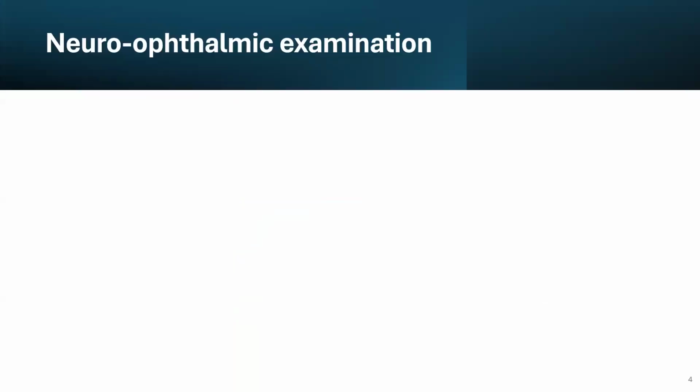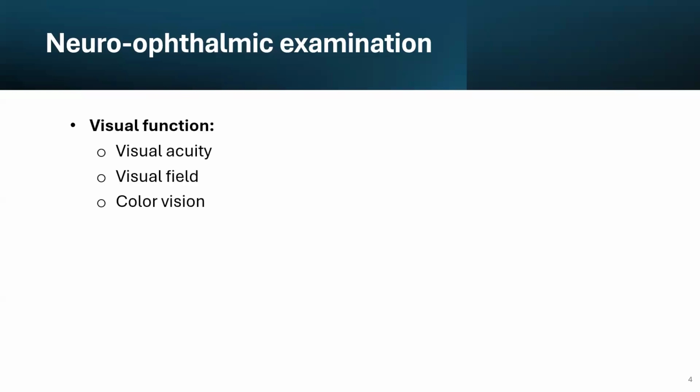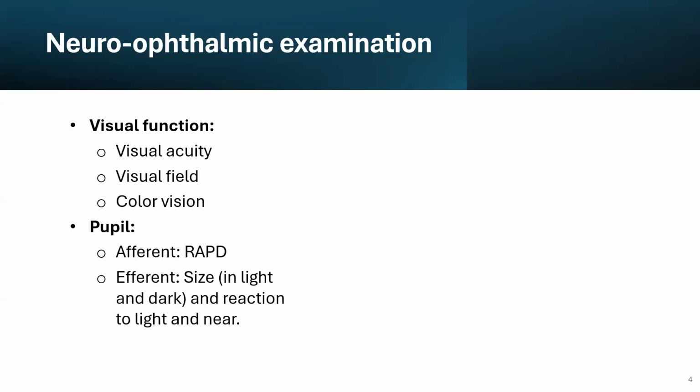I like to present this slide to all medical students, interns, residents, everyone. So if you want to take an examination, take a full examination, including the visual function, like visual acuity, visual field, at least confrontation visual field, and the color vision. Visual acuity alone is not enough. Pupil examination to look for the size of the pupil, the reaction to the light. If it is not reactive to the light, check the reaction to the near, and check for relative afferent pupillary defect. And I will explain it in the next slides.